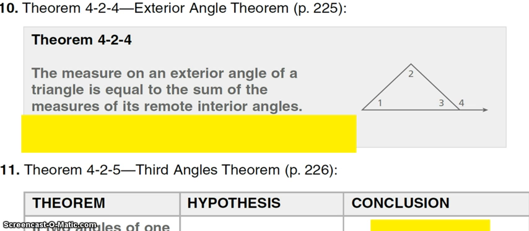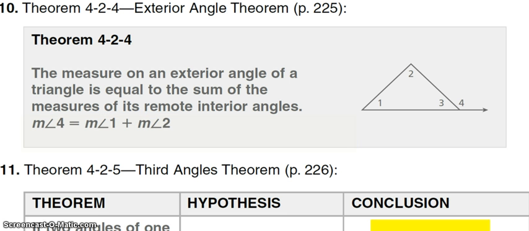The next theorem, 4.2.4, the exterior angles theorem. Now it states here that the measure of an exterior angle of a triangle is equal to the sum of the measures of its remote interior angles. So what does that mean? The measure of angle 4 equals the measure of angle 1 plus the measure of angle 2. I'm going to slide this down, so if you're not done writing that, pause it.